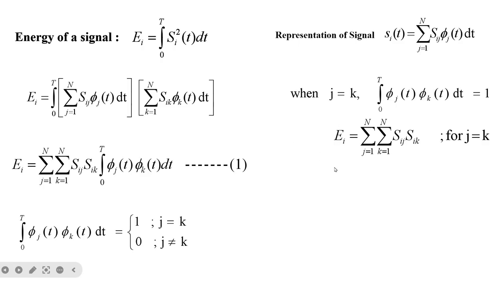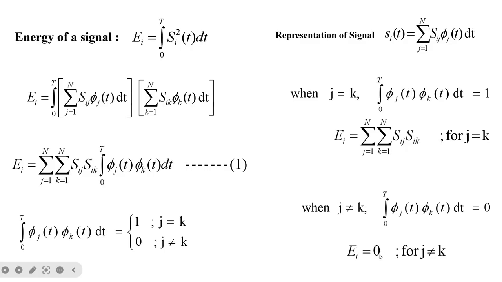So this is what we get: the energy of the signal when j is equal to k. Now the second condition is when j is not equal to k, it will be 0. So when j is not equal to k, this part of the equation will become 0. So we get Ei is equal to 0, because if you substitute this part as 0, this whole RHS will become 0 for equation number 1. Therefore, Ei will be equal to 0 for j not equal to k.